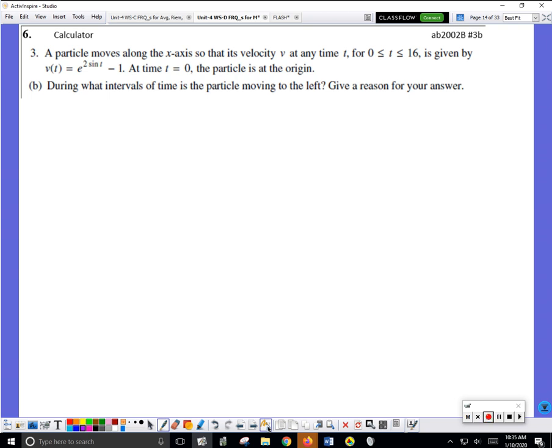Now I have a little bit of velocity. Where is the particle? It wants to move to the right.